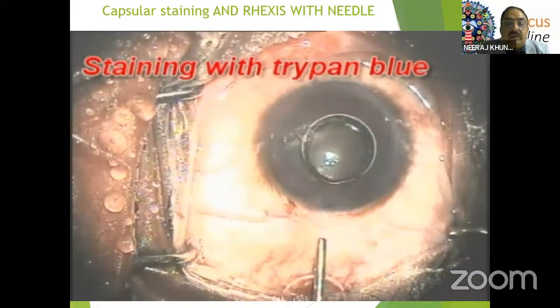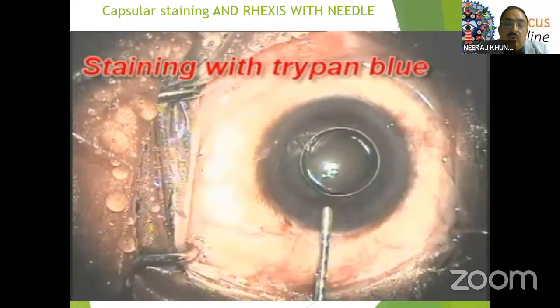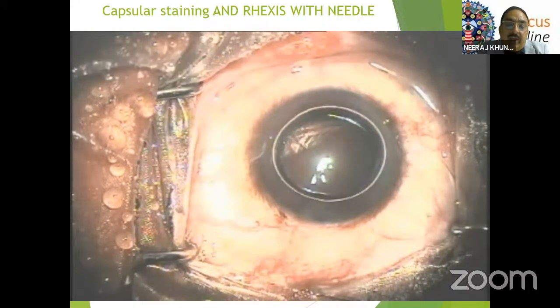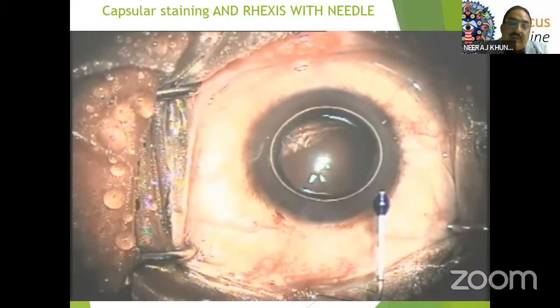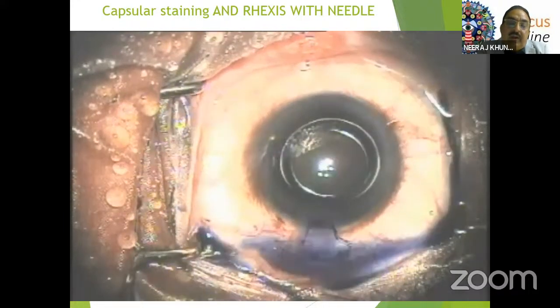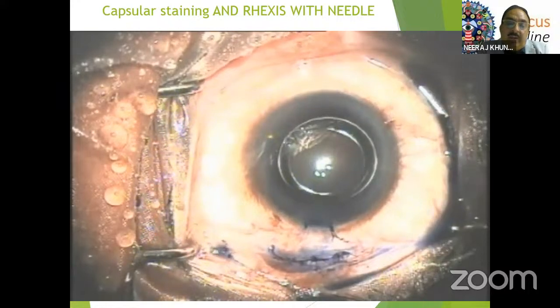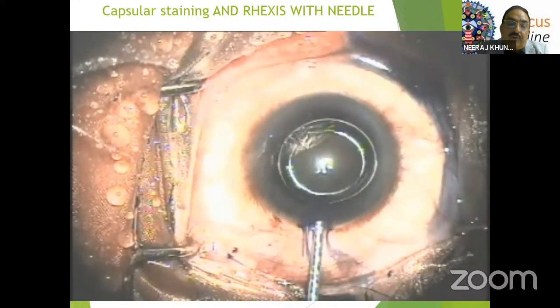So here, we put the air first. We need to have a good air bubble. So we put more air and we should have a uniform air bubble here. And then we inject the dye under the air bubble, count slowly 10. And then we wash off the dye.